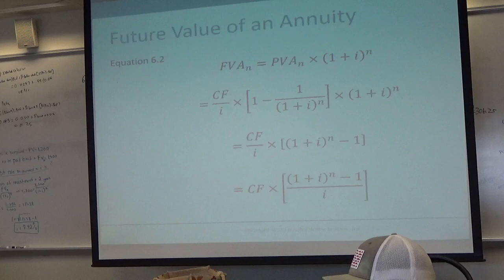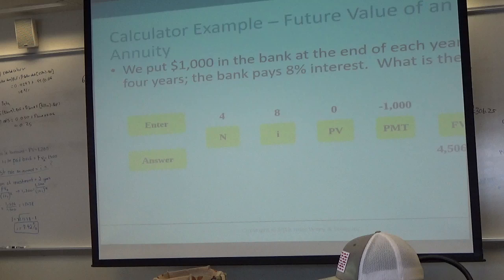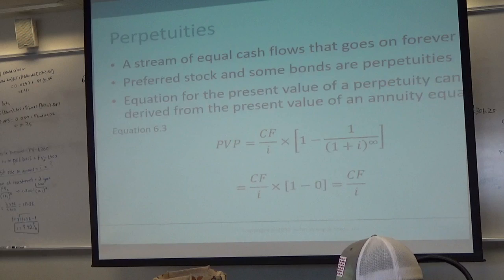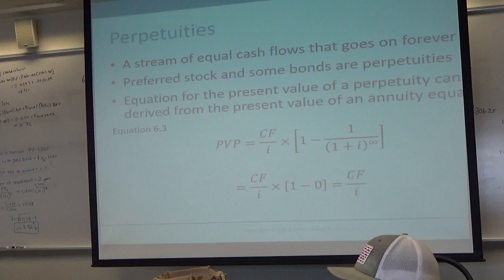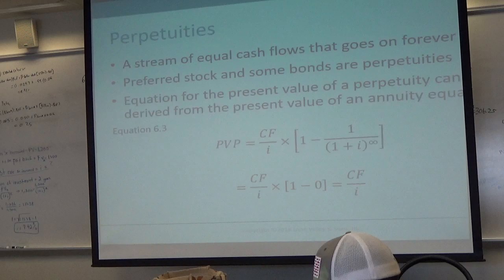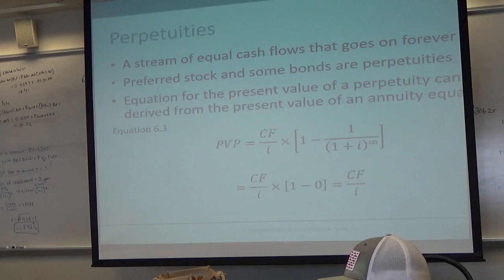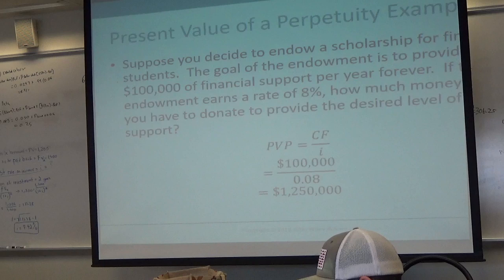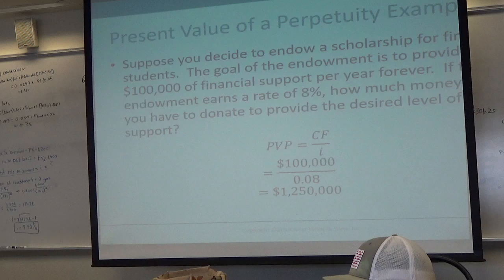And so this is the equation for the future value of an annuity. And then another calculator example for future value of an annuity. And then perpetuities. A stream of equal cash flows that goes on forever. Preferred stock and some bonds are perpetuities, and the equation for present value of a perpetuity can be derived from the present value of the annuity equation. And so here's just an example with the present value of a perpetuity equation at the bottom.